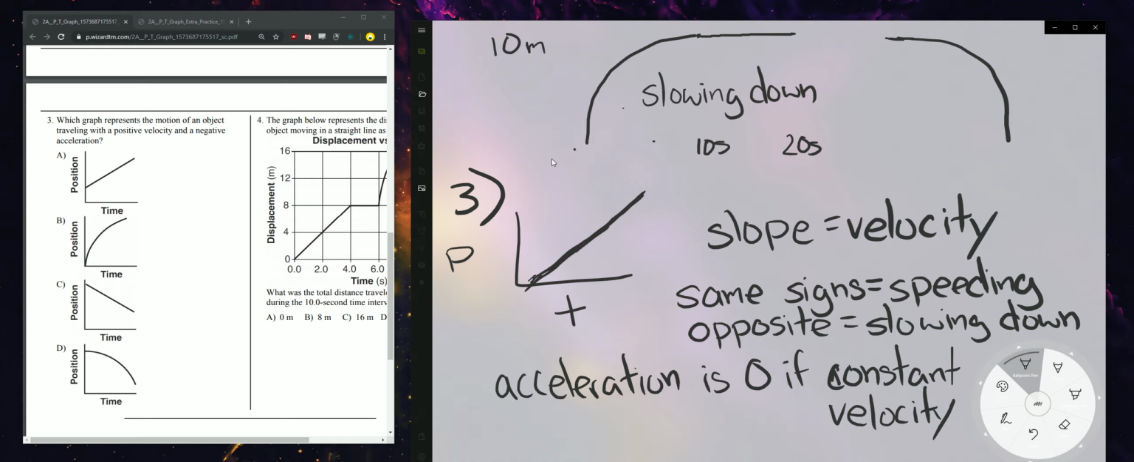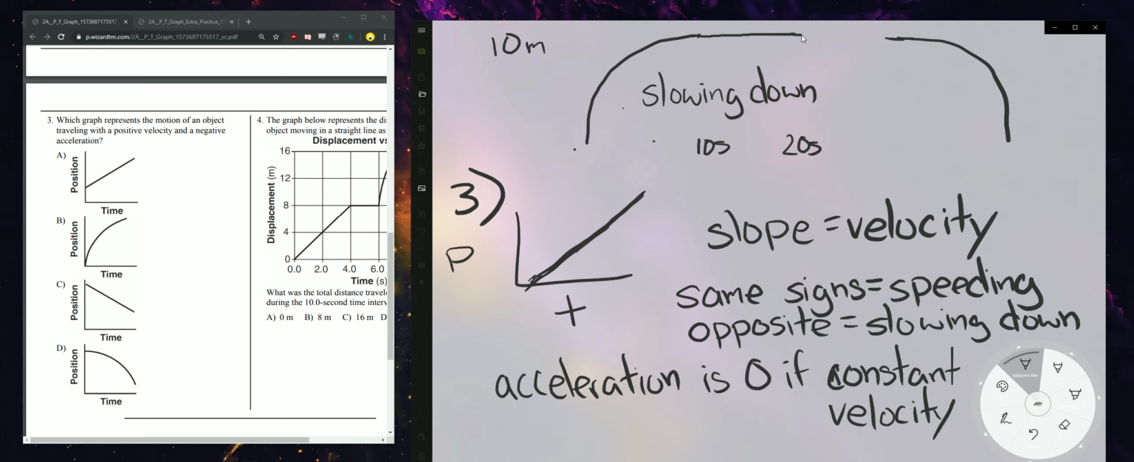And if I have a positive velocity upwards, if I'm going up, I have a positive velocity. That must mean that if I'm slowing down, my acceleration is negative. Opposite signs, you're slowing down. And then B is the answer. But let's figure out this first.